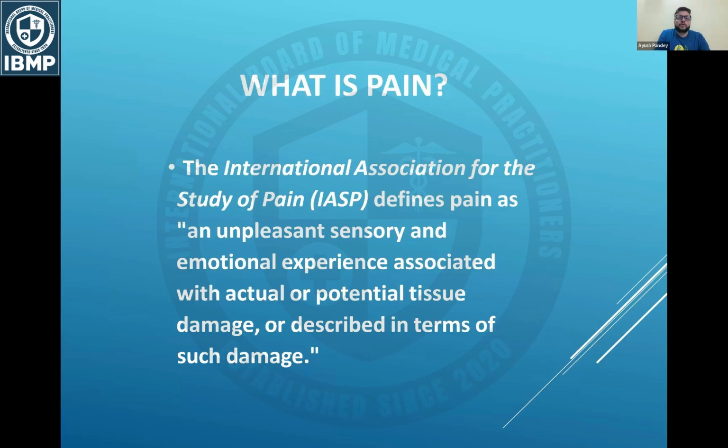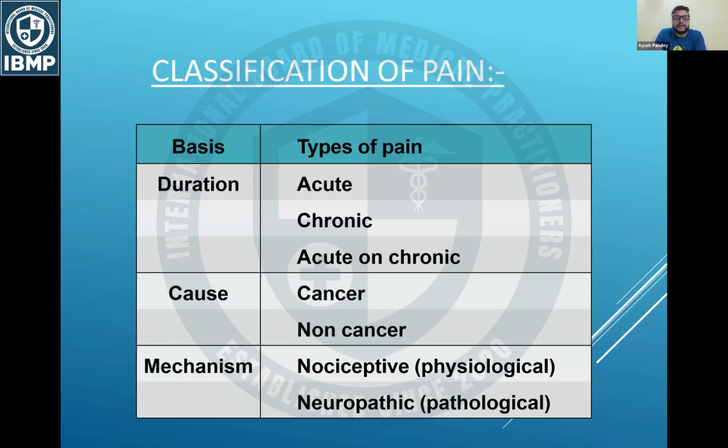So let us begin the session. So what exactly is pain? A brush up of a few of the points which we discussed in the last session. The International Association for the Study of Pain, that is the IASP, has defined pain as an unpleasant sensory and emotional experience associated with actual or potential damage, or described in terms of such damage. This is the standard definition given by the IASP.